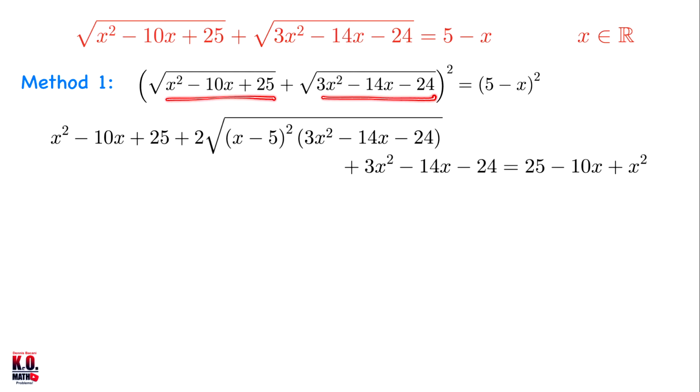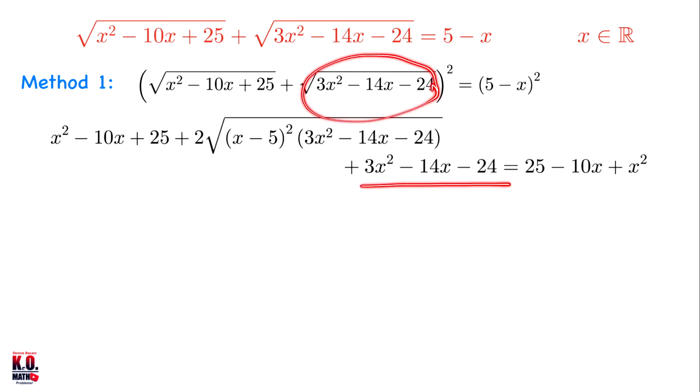And why is the product of the square roots equal to the square root of the product? Because we know that this is not less than 0, and also this is not less than 0. So we can use product rule for radicals. And then plus the square of this, we'll get 3x squared minus 14x minus 24. And the square of 5 minus x is equal to 25 minus 10x plus x squared.